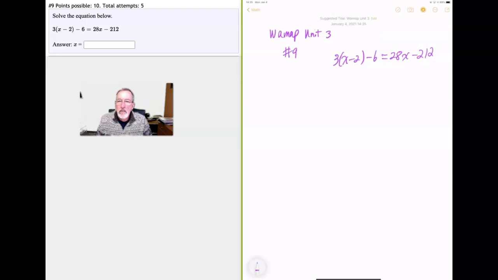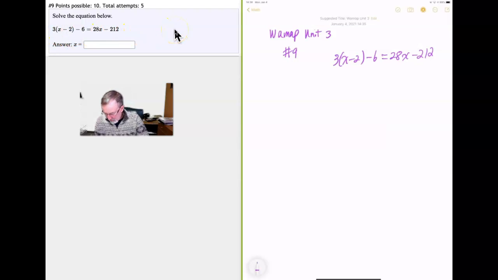Moving right along, this is WAMAP Unit 3 review questions for the midterm. This is problem number 9. We're going to solve the equation below: 3 times (x minus 2) minus 6 is equal to 28x minus 212. So what we're looking for is x. We're going to solve for x.